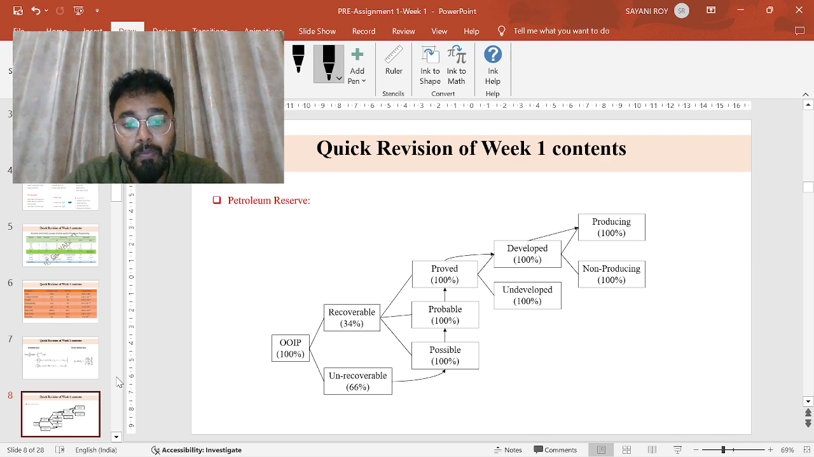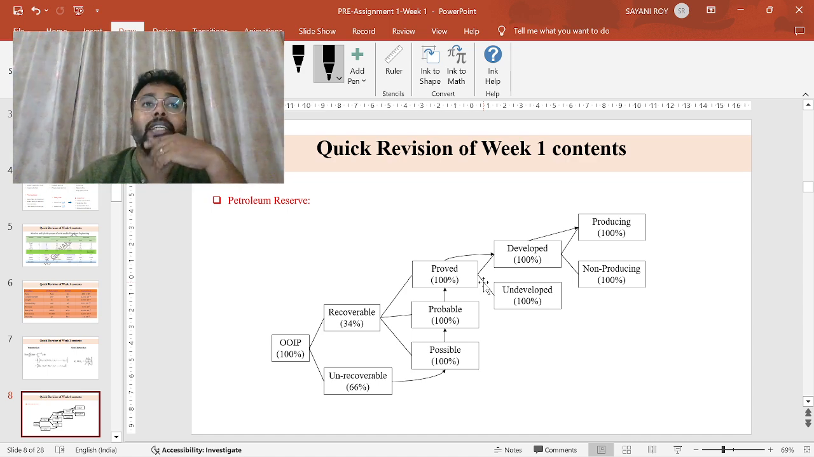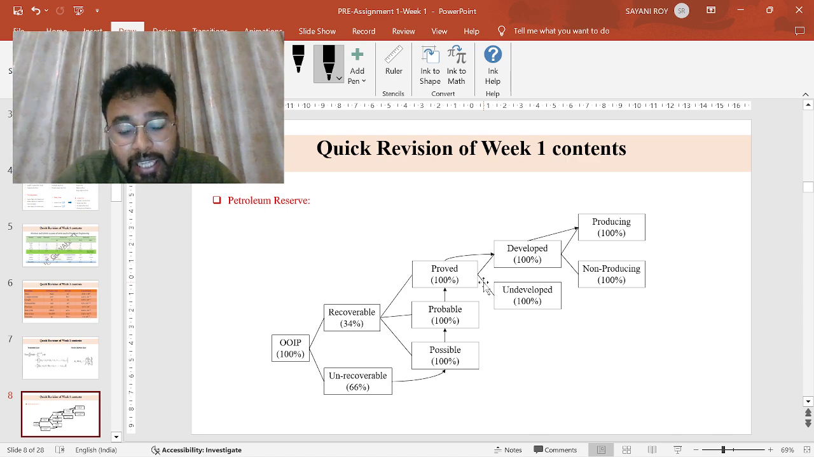Again, recoverable can be classified into proved, probable, and possible reserves. Proved reserves are those which have been proved, means the reserve that we can take out at this point of time. Means when we are talking, this amount of oil can be produced. These are the proved reserves. Probable reserves are mainly the reserves which can be taken out in future using advanced techniques.